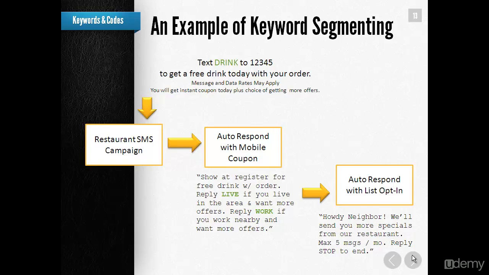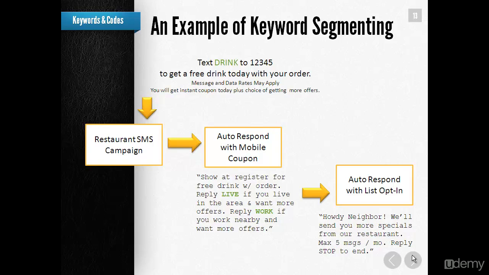So basically what you do is you have your initial offer, and in this example it would be text drink to 12345, and then you get a free drink with your order, mobile coupon. Okay, and then it says you'll get an instant coupon plus a choice of getting more offers. So then that campaign goes out, and then it's auto responded with the coupon. So right away they get their coupon, and then in the coupon itself, it will ask for people to reply with other keywords if they want more offers.